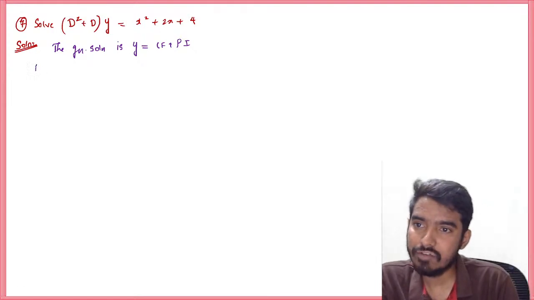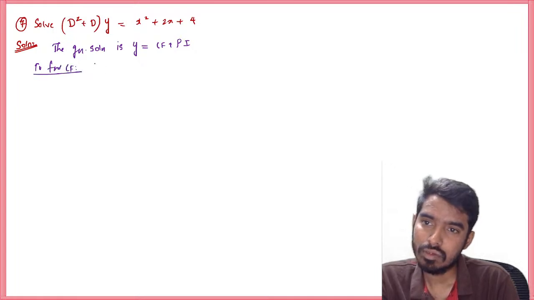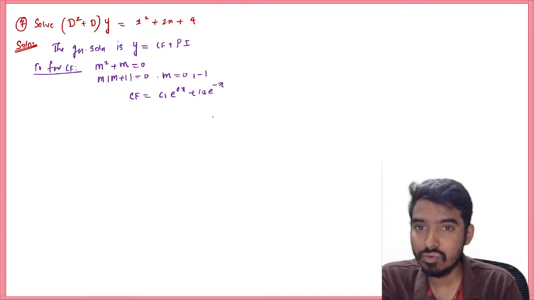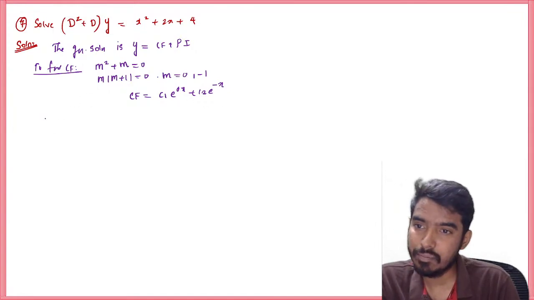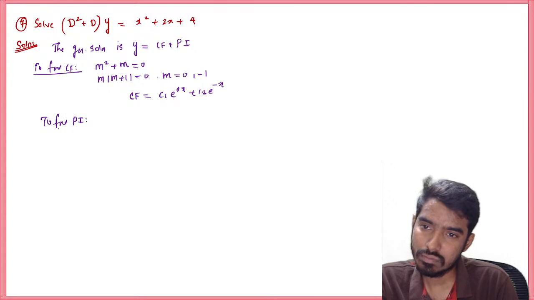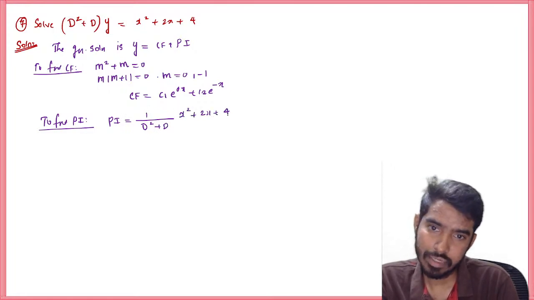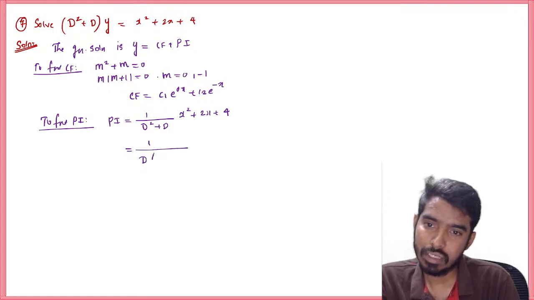Okay. So to find CF, the auxiliary equation is m square plus m is equal to 0. So if we take m common, we will have m into (m plus 1) is equal to 0. So therefore the roots are 0 and minus 1. So CF is c1 e power m1x plus c2 e power m2x, right? So c1 e power 0x plus c2 e power minus x is your complementary function. So to find PI, we have PI to be 1 by f of d into the term, so x square plus 2x plus 4. So if we take this d outside, we will have 1 plus d square by d, right?